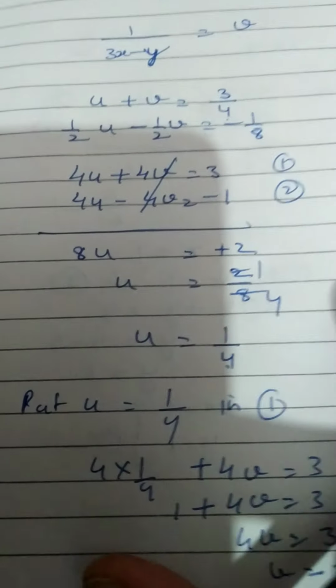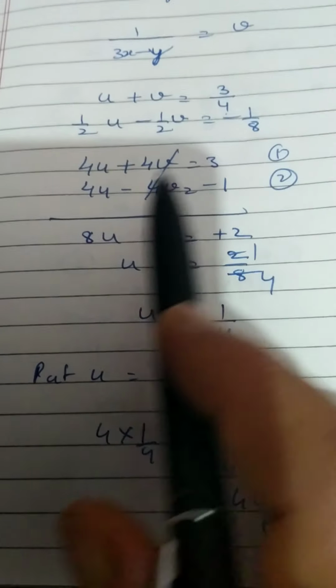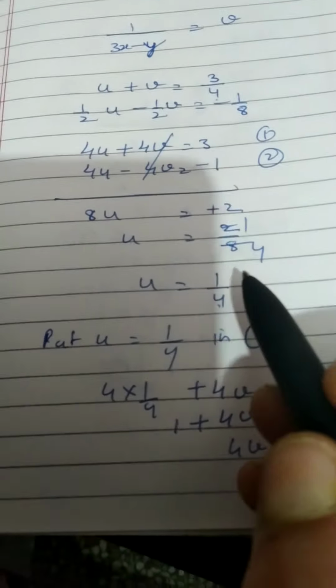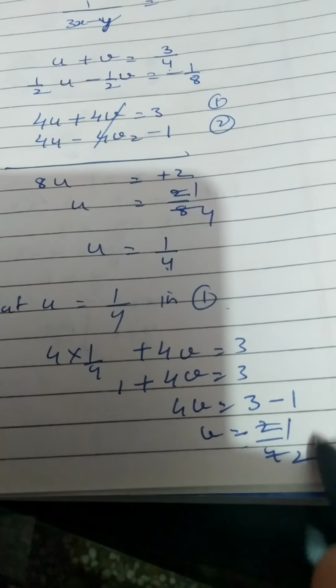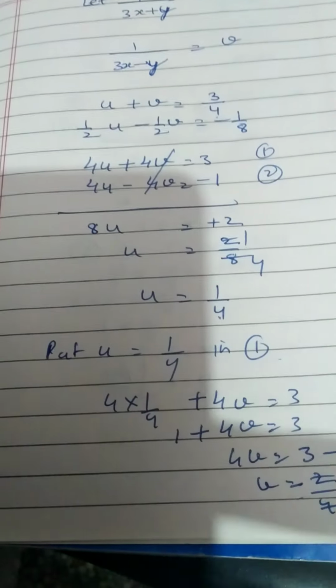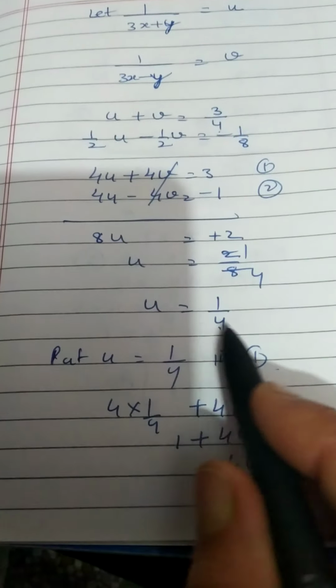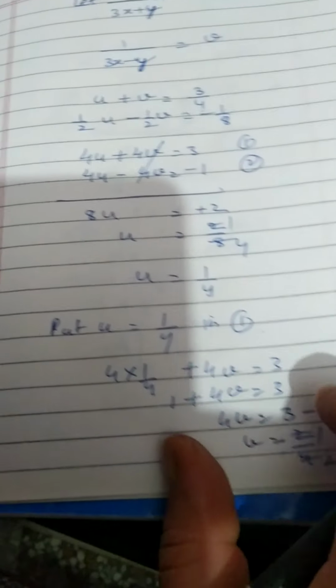Now solving these two equations, I get the value of u. U is equal to 1 by 4. Again I have used the elimination method to solve these equations. Now put the value of u in equation number 1. Equation number 1 is 4u plus 4v is equal to 3. And from here I get the value of v is equal to 1 by 2. Now I have got the values: u is 1 by 4 and v is 1 by 2.